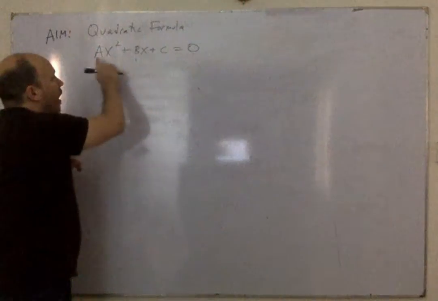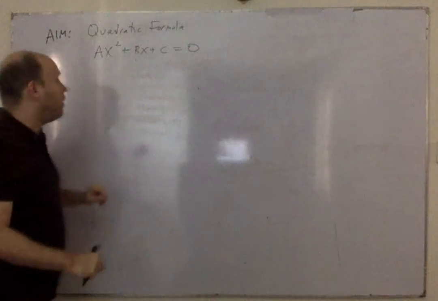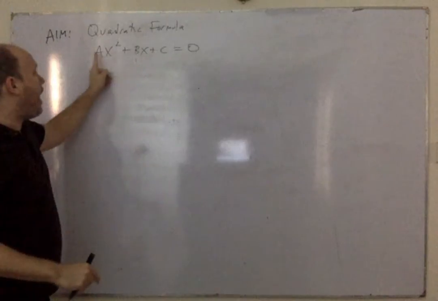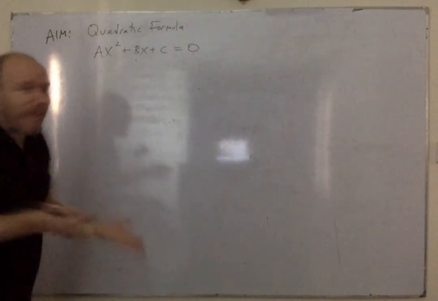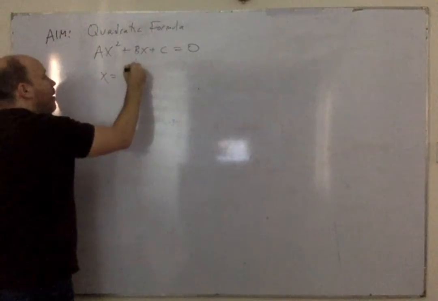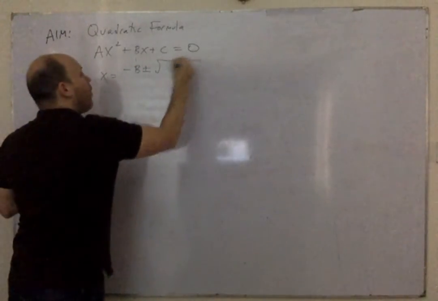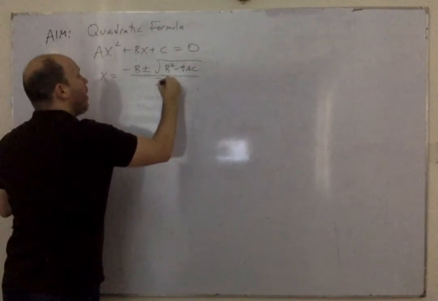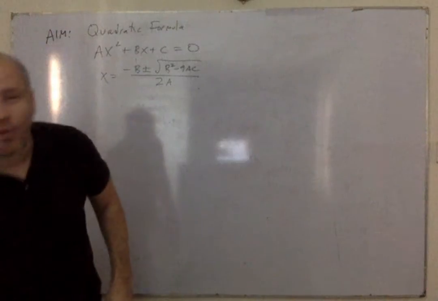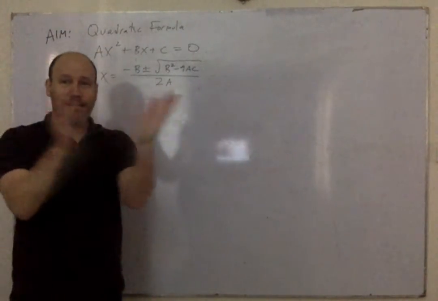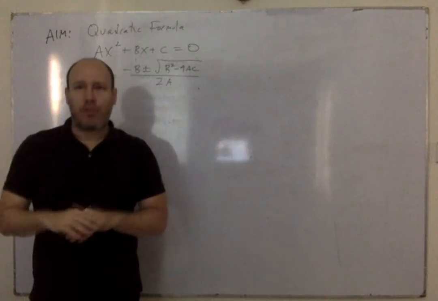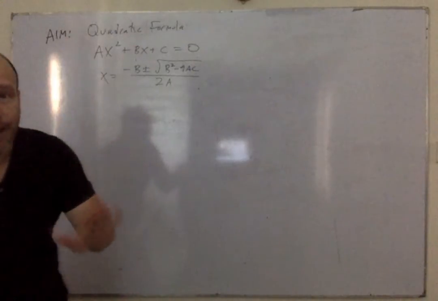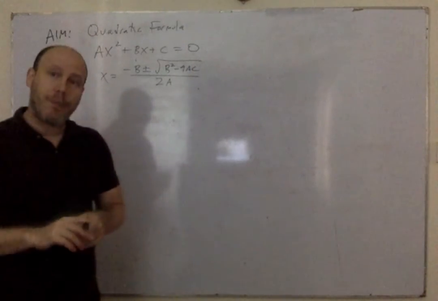Simply put, you write the equation in standard form, ax squared plus bx plus c equals 0. You identify the a, b, and the c, and then there's a formula. It's x equals negative b plus or minus the square root of b squared minus 4ac all over 2a. It's just substitution. Very basic, very straightforward. Let's go through some examples.